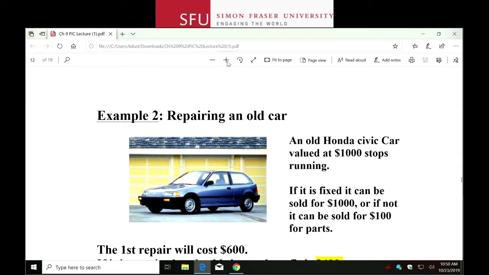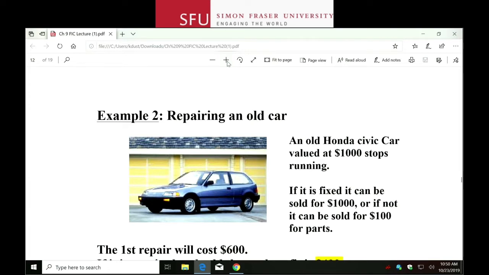So the situation is that the car is worth $1,000, but only if it's actually running, right? You could sell it for $1,000 if it's running, but then something goes wrong, and now you're not going to get anything for it unless you fix it. So should you fix it or not fix it? This will be the question.